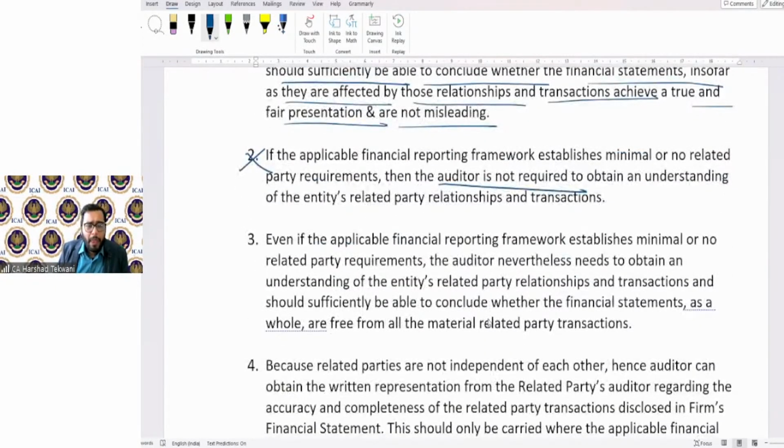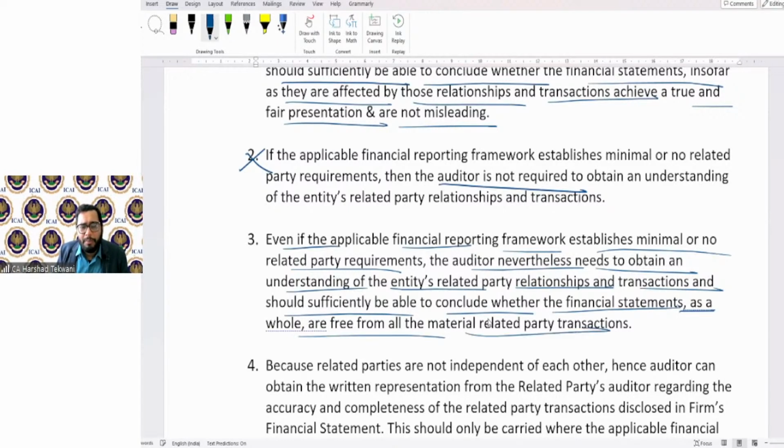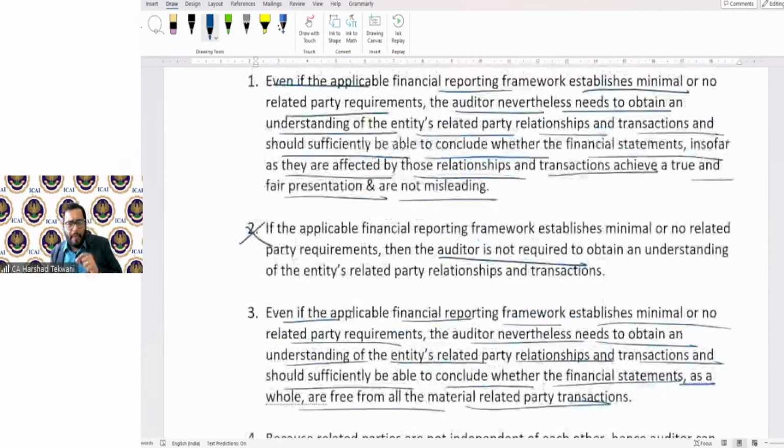In the third one, it says that even if the applicable financial reporting framework established no or minimum requirements, the auditor nevertheless needs to obtain an understanding of the entity's related party relationship and transaction, and should sufficiently be able to conclude whether the financial statement as a whole is free from material related party transactions. So tell me, I'll tell you 1 and 3. 1 is right, 3 is incorrect. You tell me why.